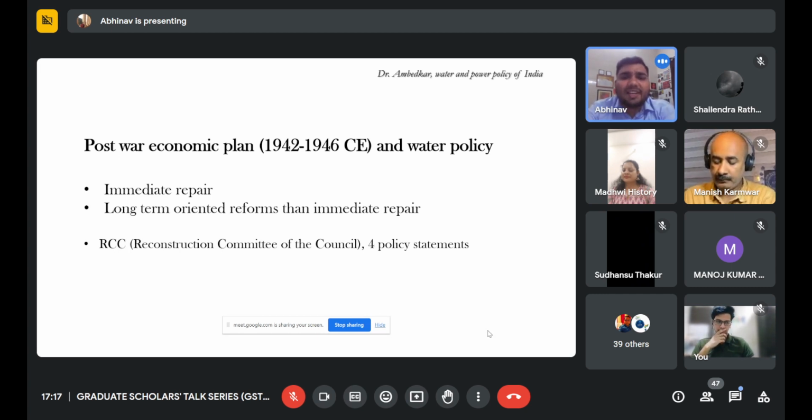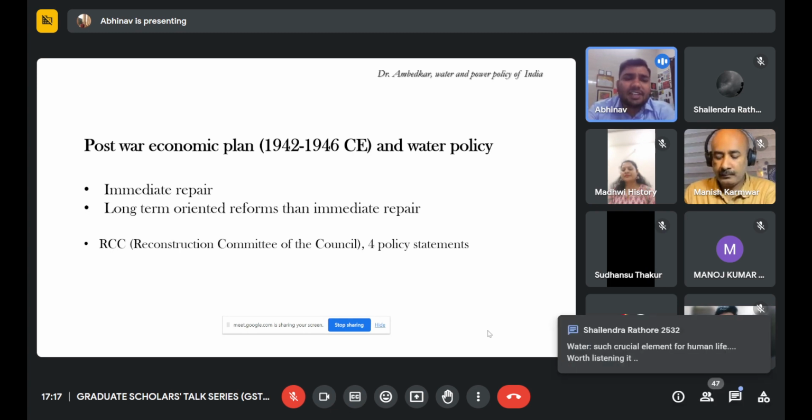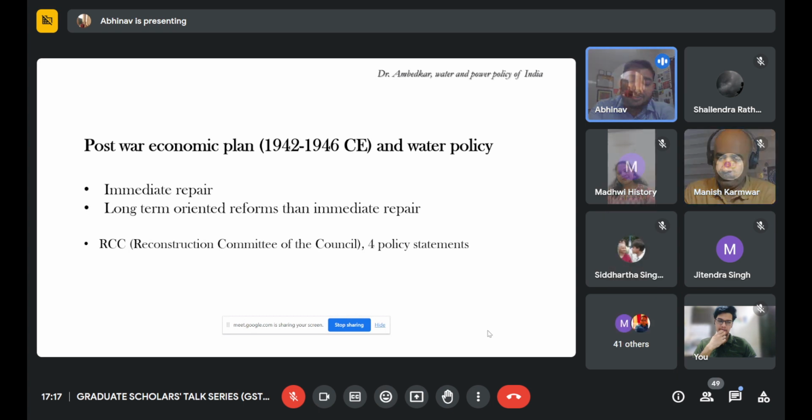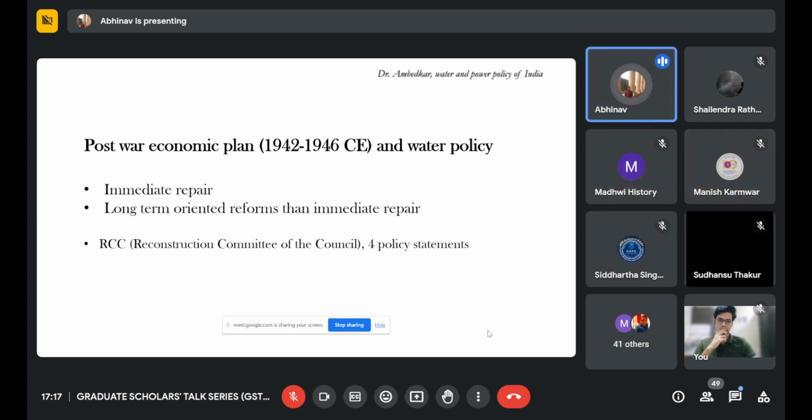Here comes the post-war economic plans during 1942-1946 and water policy. So there were two major plans after the post-war reconstruction: first was immediate repair, and second was long-term oriented reforms other than immediate repairs. So immediate repairs were like rehabilitation and resettlement of the defense personnel that were involved in the war-related industries. So basically, immediate repair was focused on shifting those workers from the war-related industries to other industries. And the second was long-term oriented reform, and this was very crucial at that time.